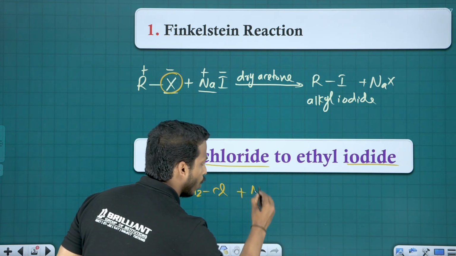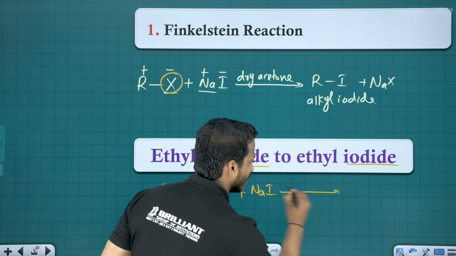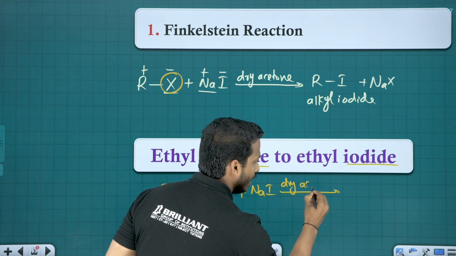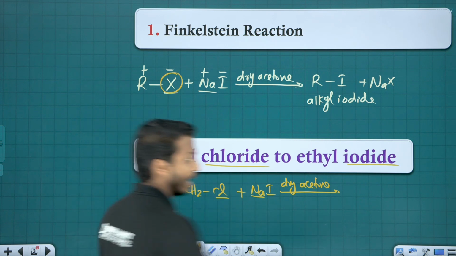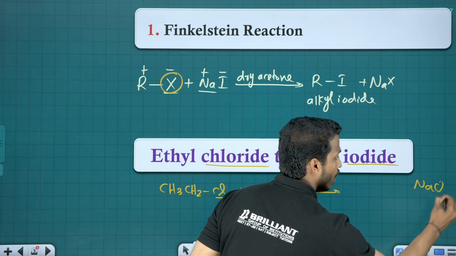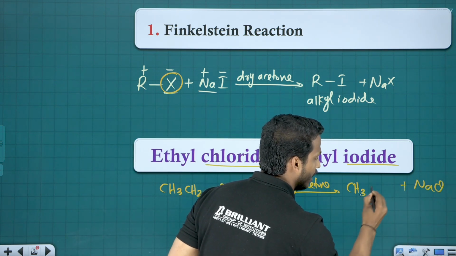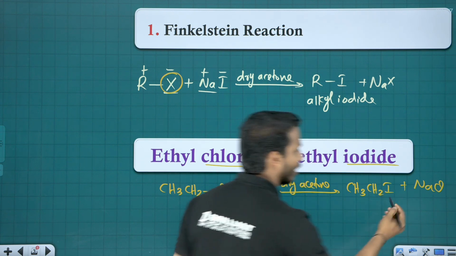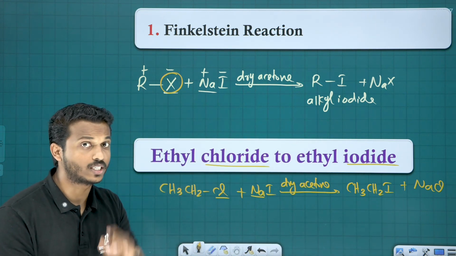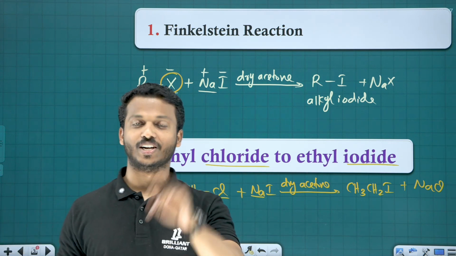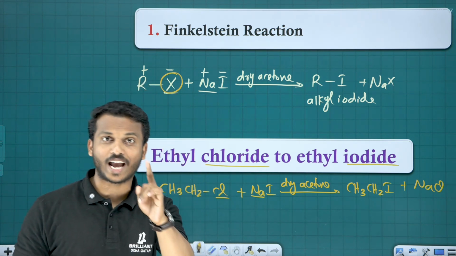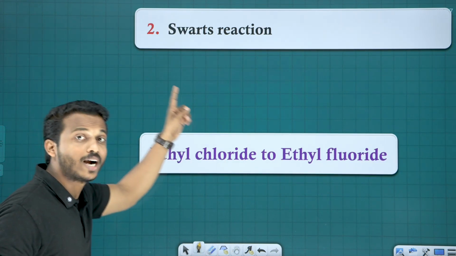So treat with sodium iodide in dry acetone medium. So this NaCl goes out, right? NaCl out. What is left? CH3CH2I. That is our ethyl iodide. Hope you are clear on what is Finkelstein. This is a halogen exchanging reaction. You have one more halogen exchanging reaction with you. What is that? Swarts reaction.